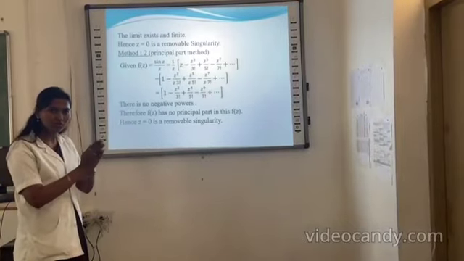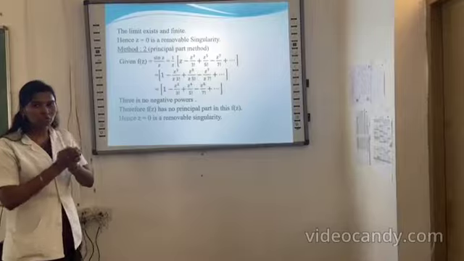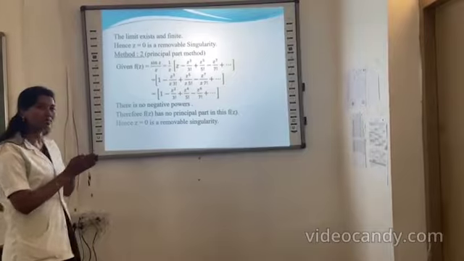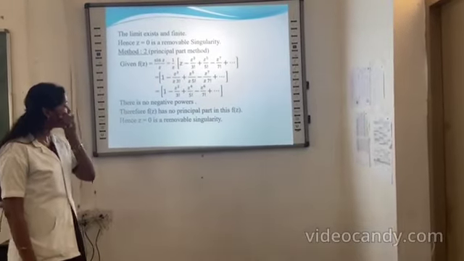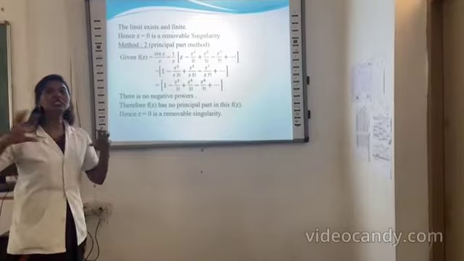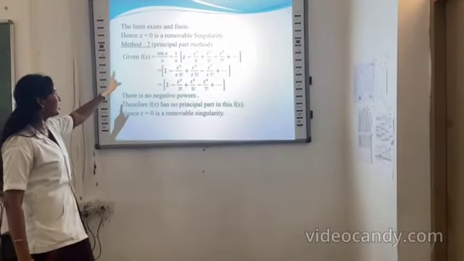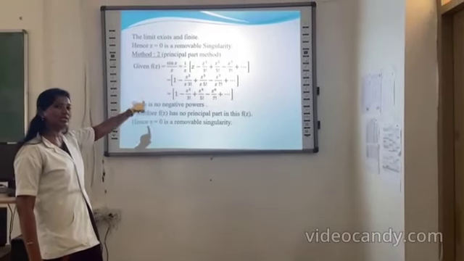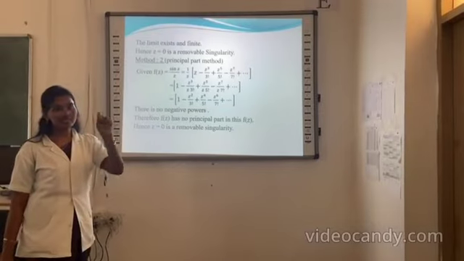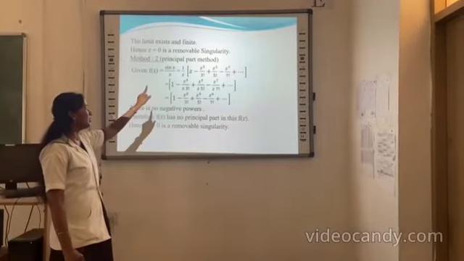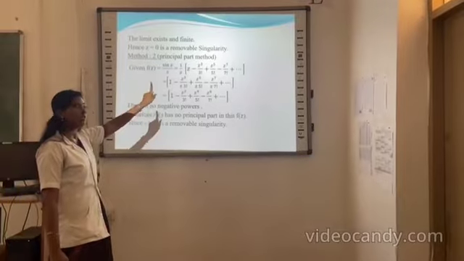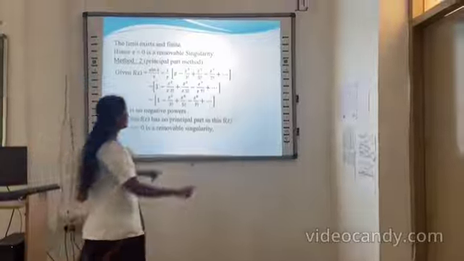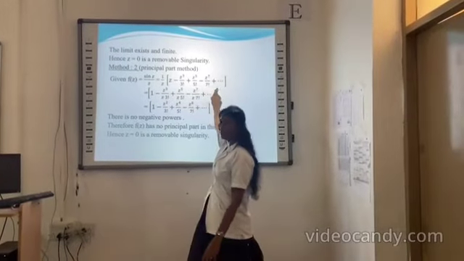Next, the same question with method number 2. How can you find the nature of the singularity? Method number 2 is the principal part method, which means you convert into series format. First write the given f of z equal to sin z divided by z, which can be written as 1 by z into sin z. Write 1 by z as it is, and then the series expansion of sin z.